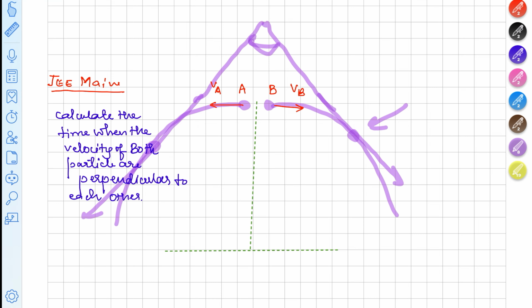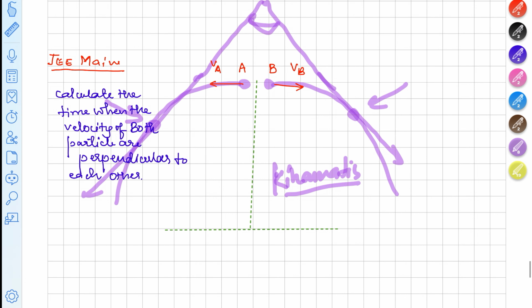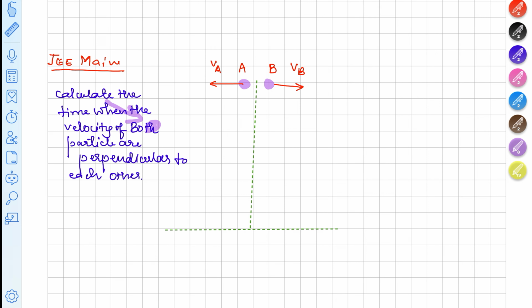So we have to write the velocity of the particles at these two points, and we use the rules of kinematics to calculate the velocity at these two positions. Okay, so first deal with particle B. It follows this path, and we have to calculate the velocity here.